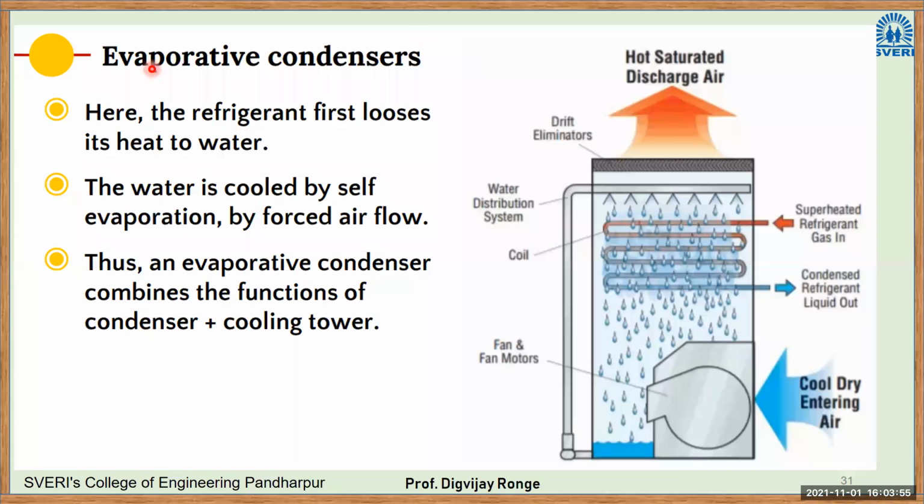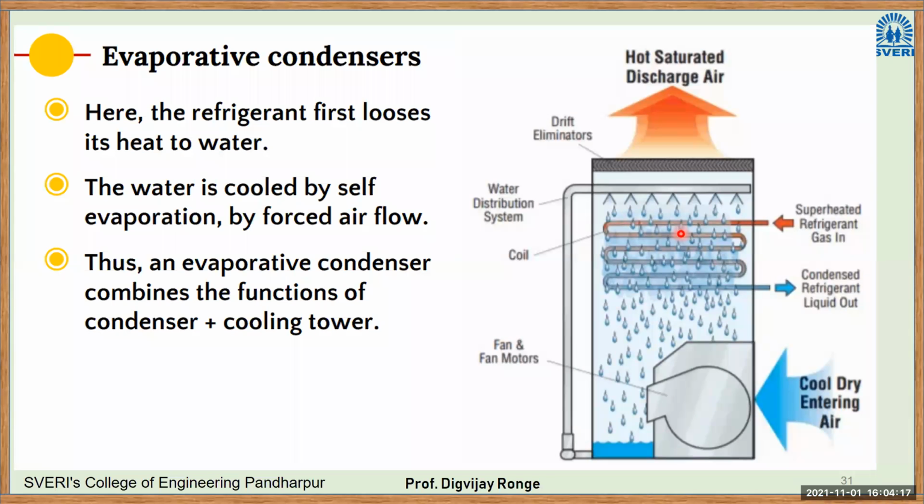And third type here, it is evaporative condensers. Again, in this case, there will be a condensation coil. But in this case, what will happen? Water will be impinged with the help of some nozzles or some arrangement onto these tubes. Now, what will happen in this case? The water will extract the heat from the tubes and it will get evaporated.